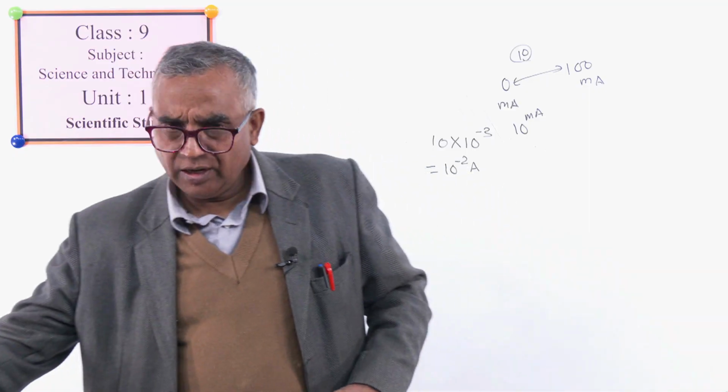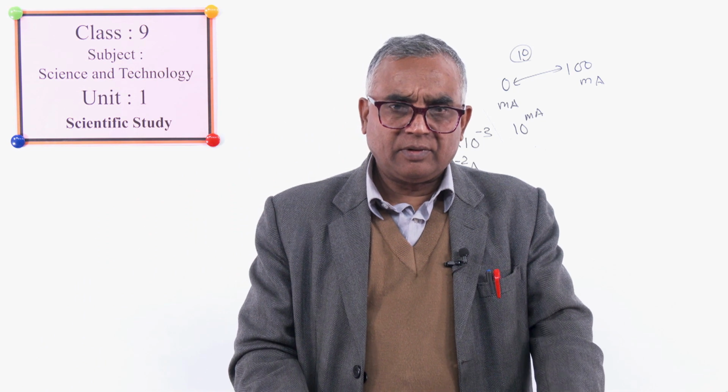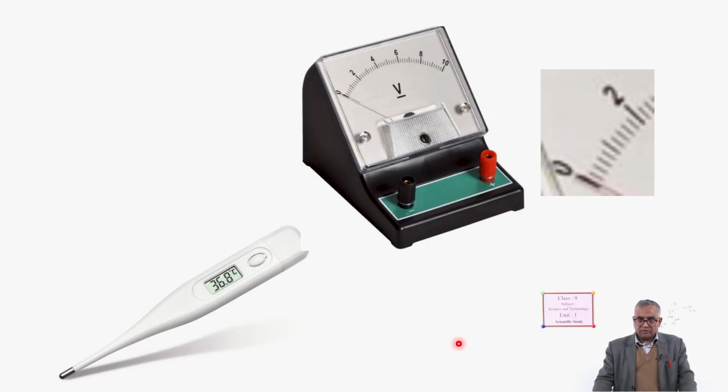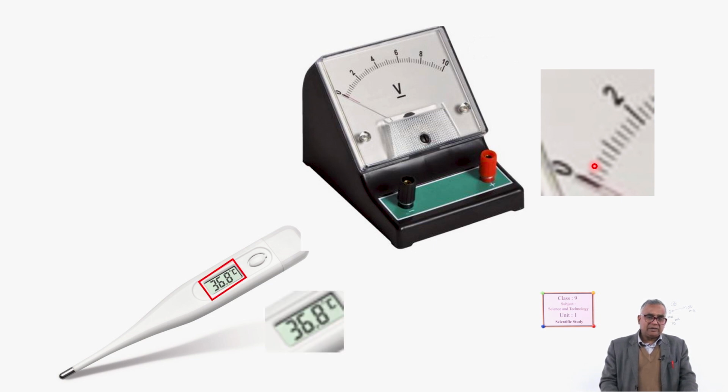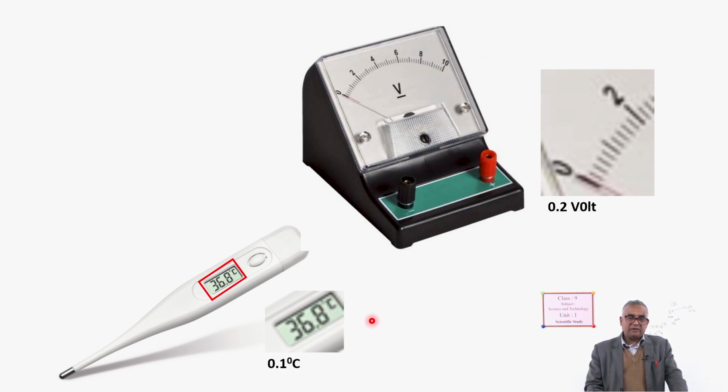Okay. In the diagram also you can see, but here it is a different value, that is 0 to 2, and you have to find out yourself. It is divided into 10 parts. So one part will show what? 2 by 10, that is 0.2 volt. Yes. And here this thermometer is showing the value 36.8 degrees Celsius. So what is the minimum value given by it? You can see here, that is 0.1 degree Celsius.